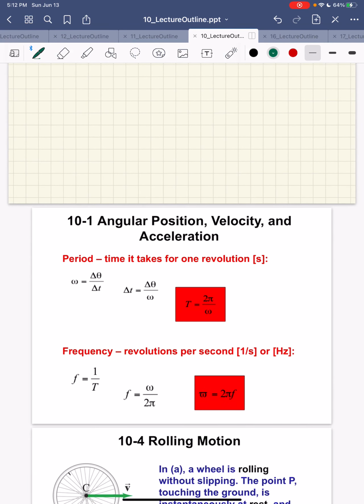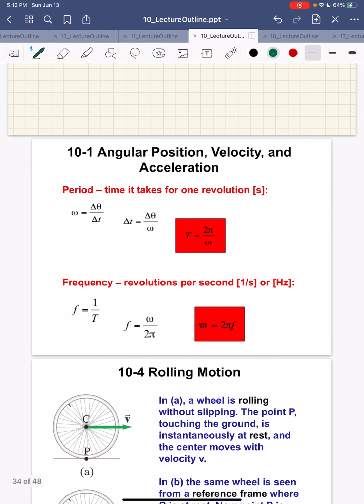Also related to the rotational motion are these parameters that I'm going to look at here. The first one is the period, which is the time needed for one revolution, and T equals 2 pi over omega. And the frequency is 1 over T, and it is omega over 2 pi, which means omega is 2 pi times the frequency. These are some of the definitions that we will also need when we go to oscillations.